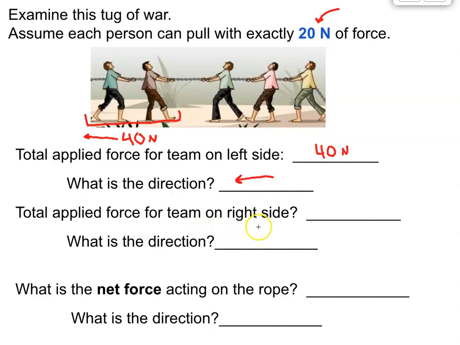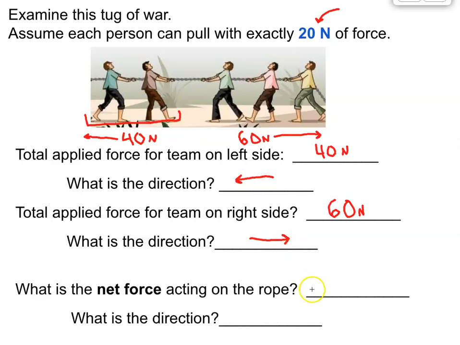What would be the total applied force for the team on the right-hand side? Well, we have more people, we have 3 people, and each person pulls with 20 newtons of force. So 20 newtons of force times 3 people would give us 60 newtons of force. All right, so 60 newtons of force for the right-hand side team. And they're pulling towards the right, so we would draw that arrow towards the right.